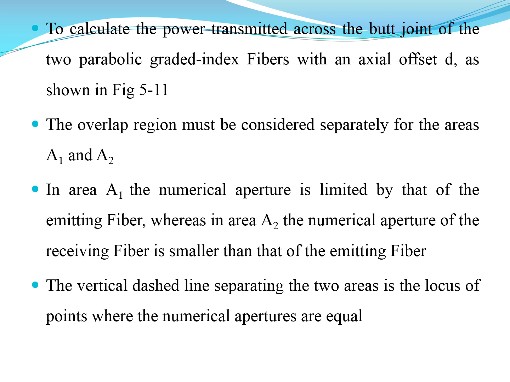The overlapping region must be considered separately for two areas, A1 and A2. In area A1 the numerical aperture is limited by that of the emitting fiber, whereas in area A2 the numerical aperture of the receiving fiber is smaller than that of the emitting fiber. This has to be noted.